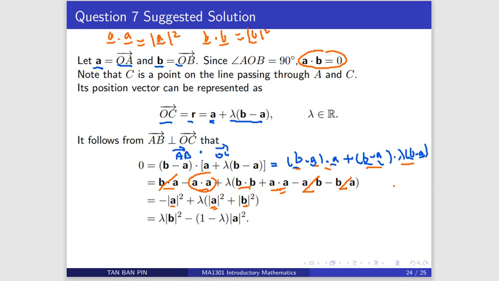So after that, you can group them together. You can bring all the A terms to one side, B terms to one side. So you will get lambda times magnitude of B squared equal to (1 minus lambda) times magnitude of A squared. And after that, you can divide to give you lambda over 1 minus lambda is magnitude of A squared over magnitude of vector B squared.